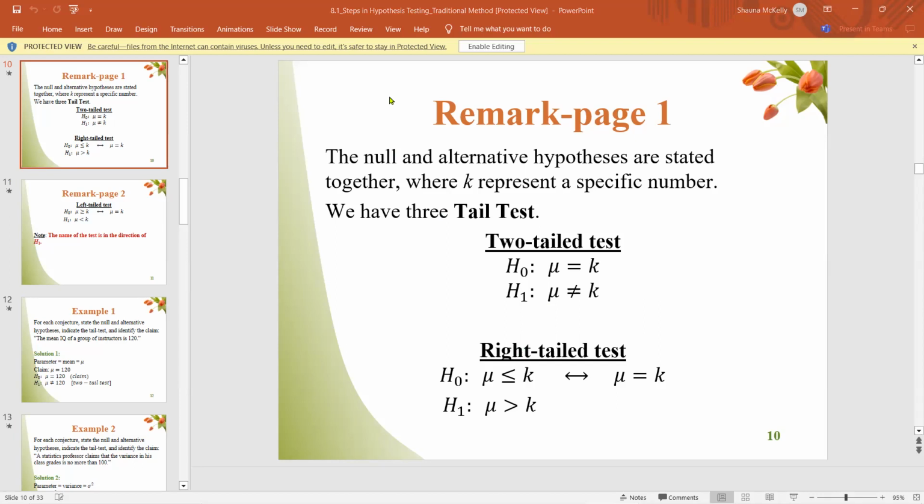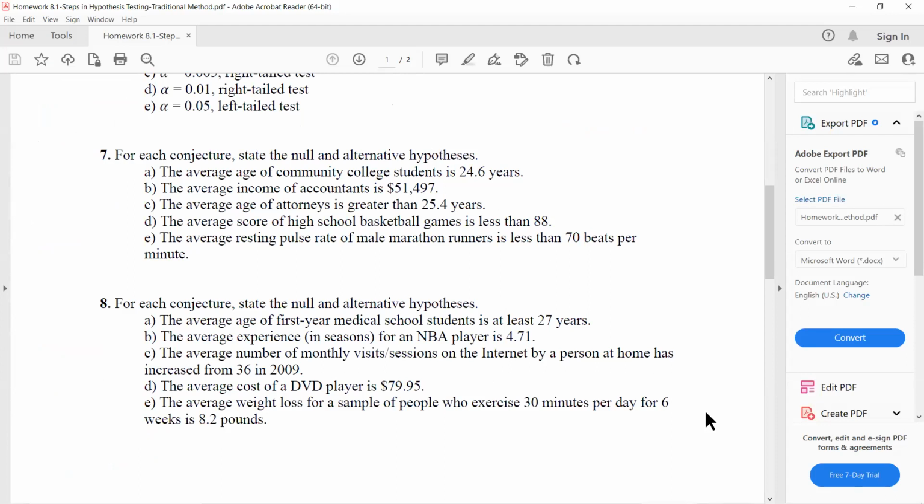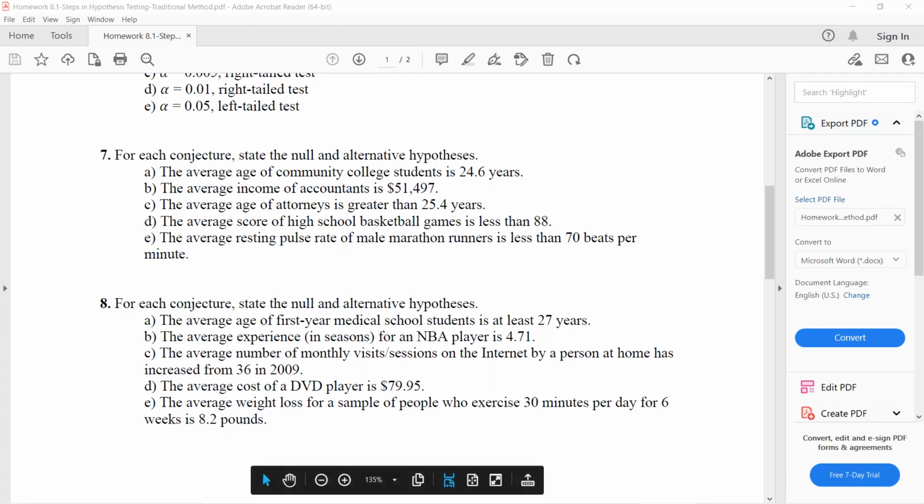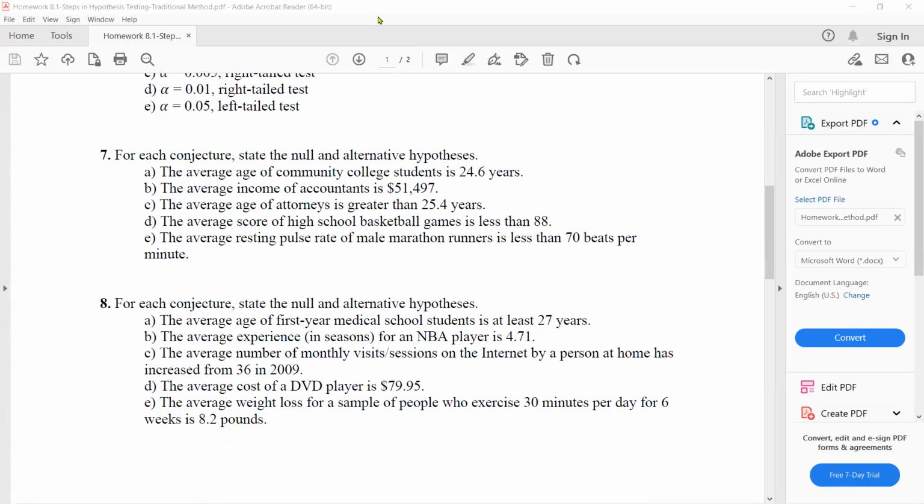All right, so here we are. We've done A, B, and C. Let's do D. The average score of high school basketball games is less than 88. Average score is less than 88. What are we going to do for letter D? Is that a null or an alternative hypothesis? Alternative. That's correct.